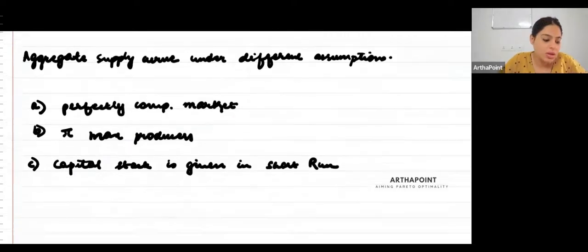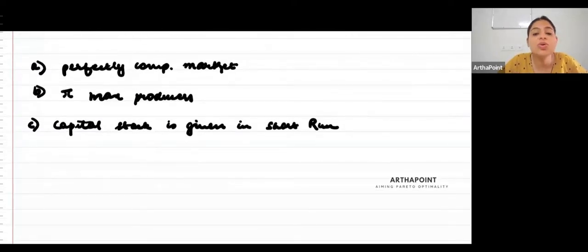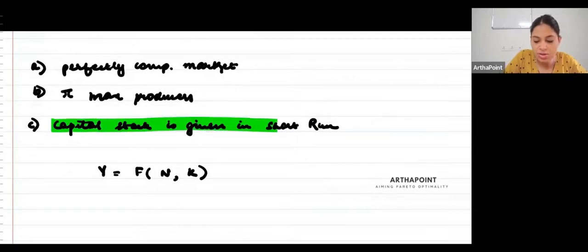Right? Now, based on the assumption, supposedly you're given a production model. So you are given a basic production function that Y is a function of labor and capital. And because this is short run, capital stock is given to you, which means I will assume capital is constant. So K is K bar.